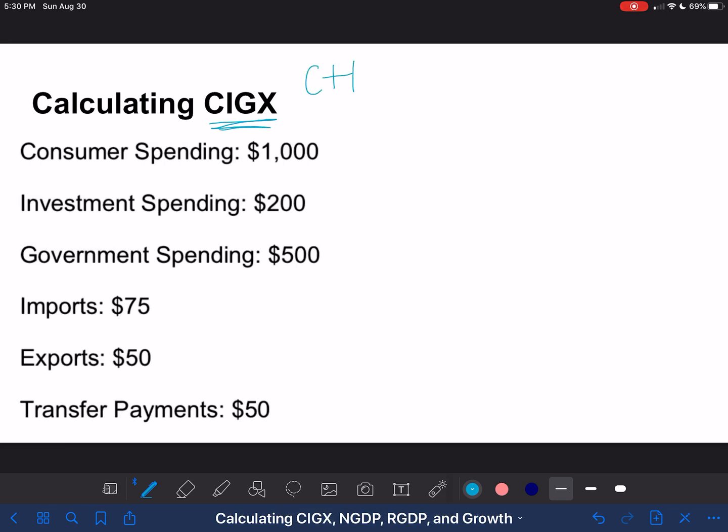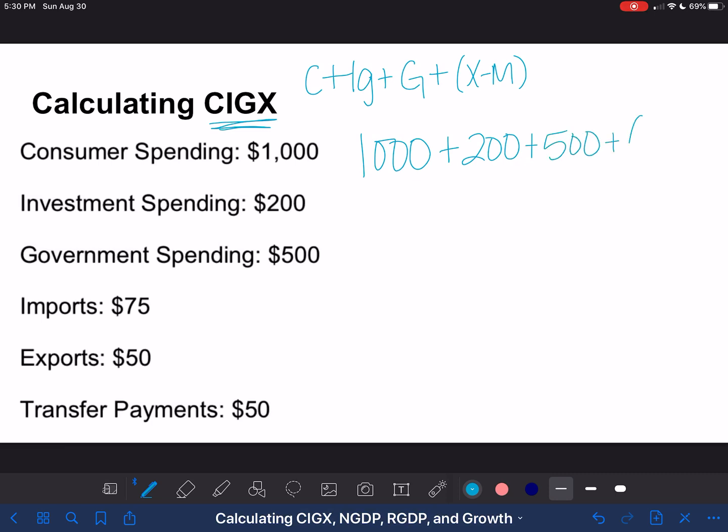Remember, that's consumer spending plus investment spending plus government spending plus our exports minus our imports, or the net exports. Let's go ahead and pause, and let's see what you get for our CIGX equation. If we pull our numbers here, consumer spending is 1,000, investment spending is 200, plus our government spending of 500, plus our exports, which is 50, minus our imports of 75.